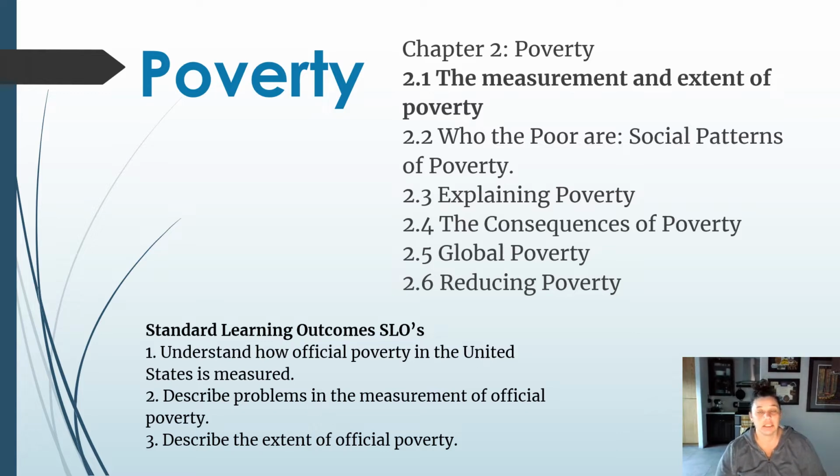It's the measurement and extent of poverty within the poverty chapter. So today what we're going to do is learn how to calculate the official poverty line. We're going to describe some of the problems with that measurement. And then we're going to talk about the extent and some of the coinciding information regarding poverty.